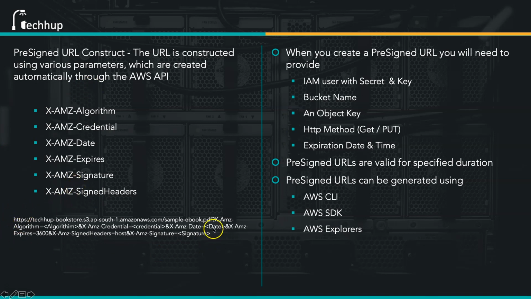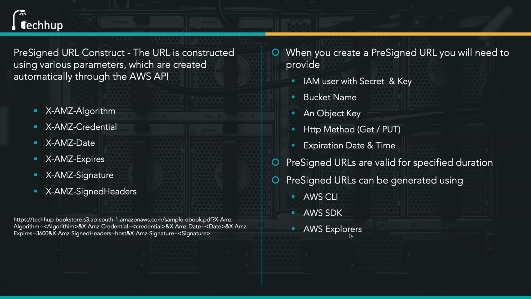This is how the URL looks, and the construct is composed of these parameters. When you create a pre-signed URL, there are three key parameters that you would require. Number one is the bucket name, then the object key, or the S3 URI that you see in your object configuration. Then the third most important thing is the expiration date and time. With these three parameters, using the AWS CLI, SDK or AWS Explorer, your application can generate the pre-signed URL for a specified object.